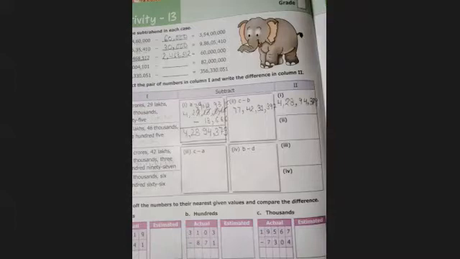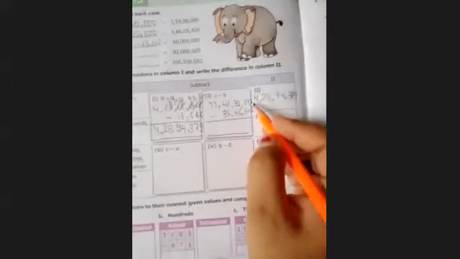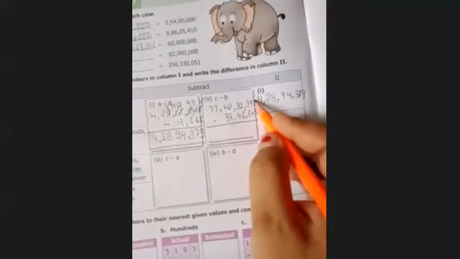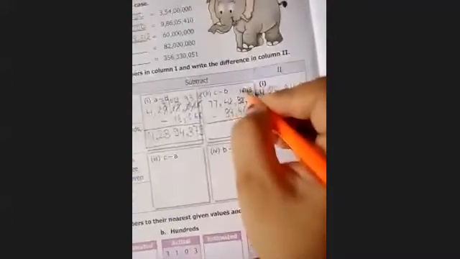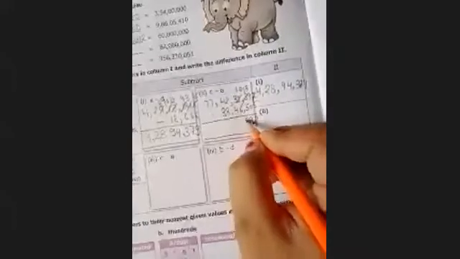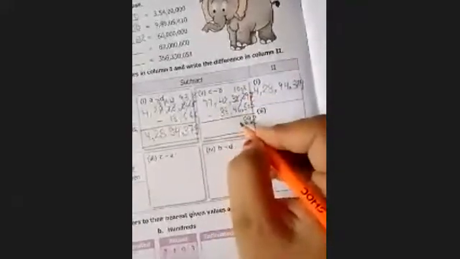Now, what is the B number? B number is 38 lakh 46,505. Seven minus 5 is 2. 9 minus 0 is 9. 13 minus 5 is 8. 10 minus 6 is 4.